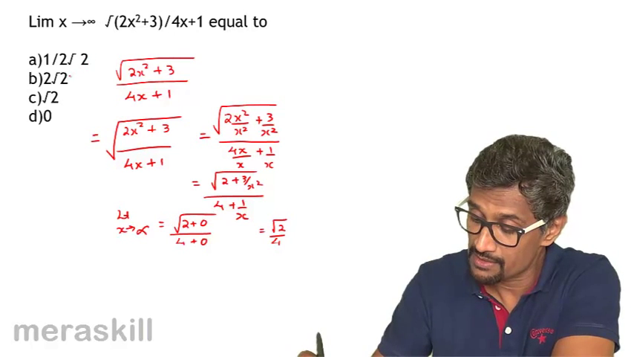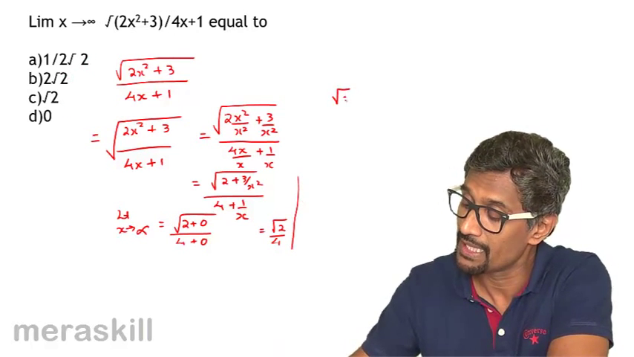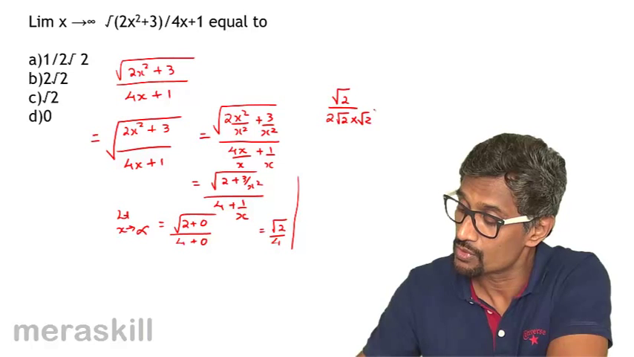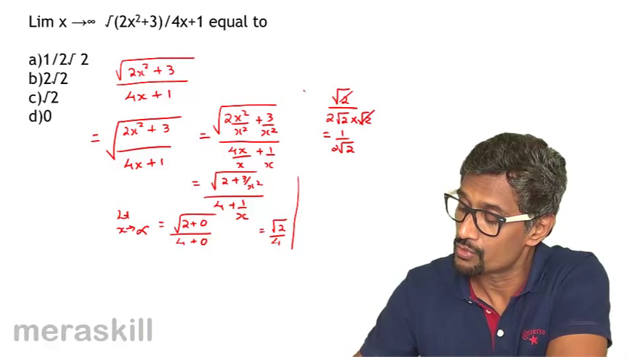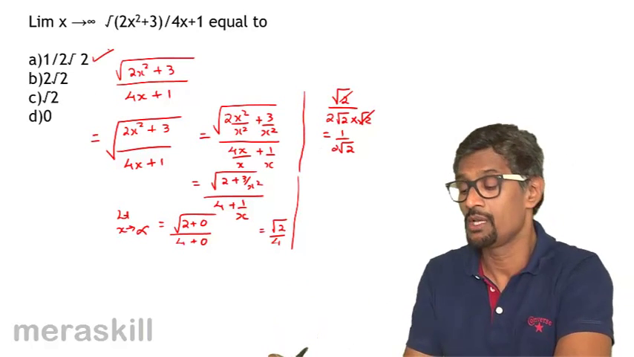Now among these answers we don't have it, but maybe we need to simplify it. Root 2 would remain as it is. 4 can be written as 2 root 2 into root 2. So this gets cancelled and you get 1 upon 2 root 2. So do we have that in the answer? Yes, we do have it as 1 upon 2 root 2.